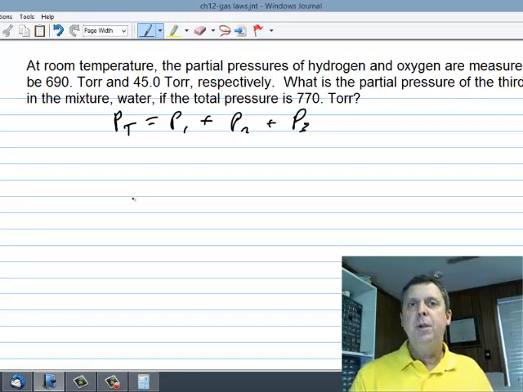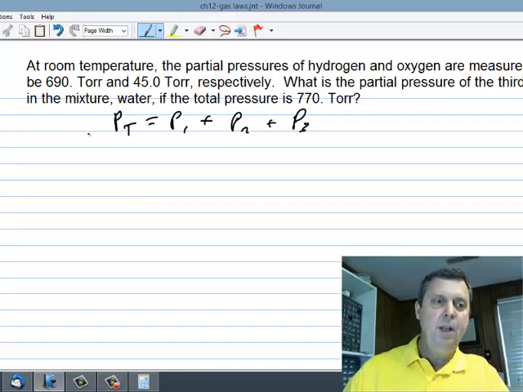We can't use the other equations. We don't have a change in pressure, volume, or temperature. We don't have moles of any of these gases. We don't have an actual temperature or volume to deal with. This problem is just assuming that the volume and temperature are both held constant.